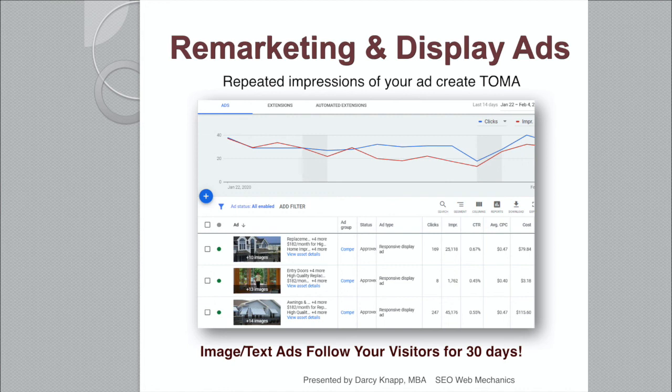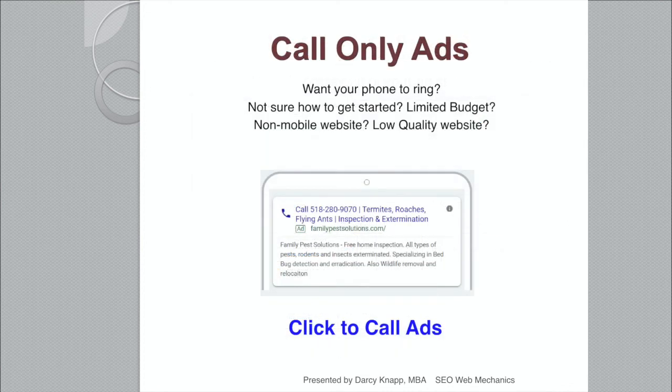You can target users that have been on your website, that's remarketing. You can target users that have been on other websites, that's retargeting. You can also target users by keyword, what they've been searching for. And then your ads will follow them for 30 days on all the different sites that they travel to while they're on the web.